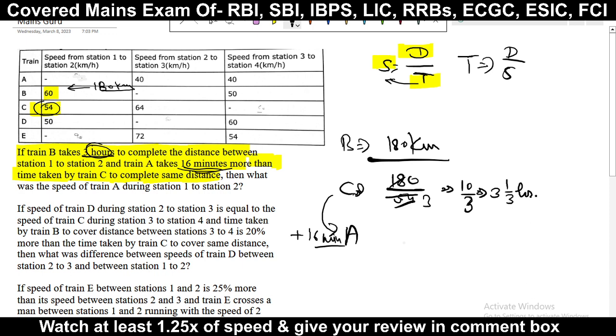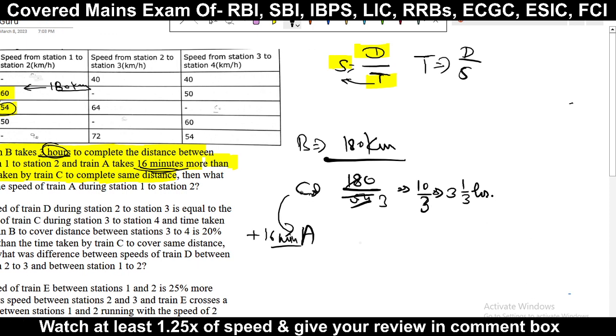Now we have this data that A takes 16 minutes more than C. So we will convert this into complete data. This part we will convert into minutes. So 3 hours, and if we convert the 1 by 3 into minutes, we multiply by 60, it will be 20. So 3 hours and 20 minutes. This is the time taken by C. So C takes 3 hours 20 minutes.